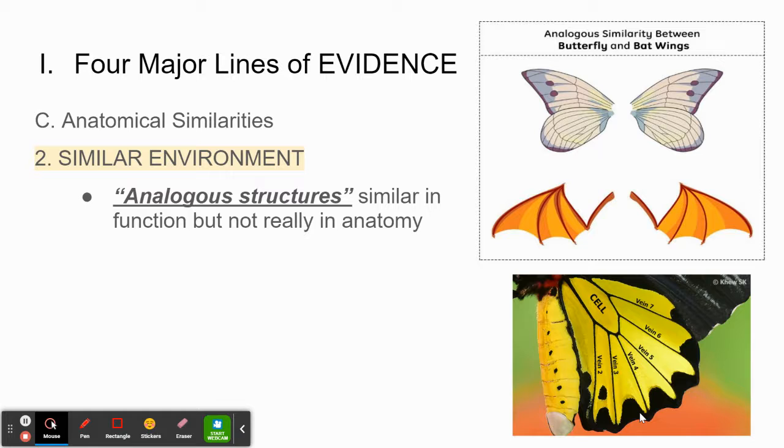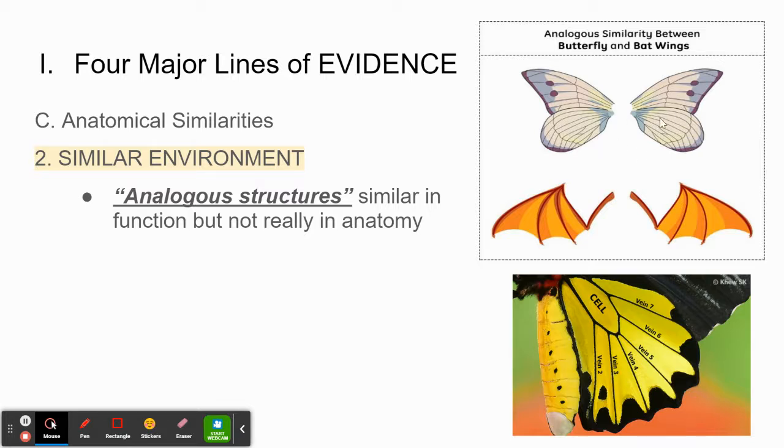So analogous are not the same. So these are going to be structures that actually are not structurally the same, but they help create an overall unified function. So the example that I have on the screen is the wing of a bat, which you saw in your worksheet. Bat wings have bones, and they're more similar to our arm bones than they are to the actual wing of a butterfly. So bat wings have bones. Butterfly wings are not made of bones at all, yet both create a wing structure that allow for flight.